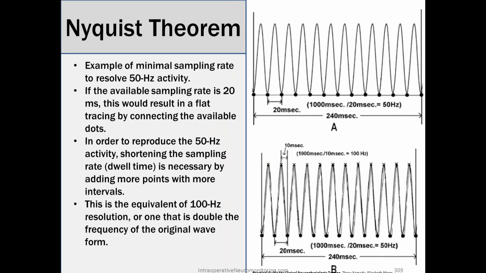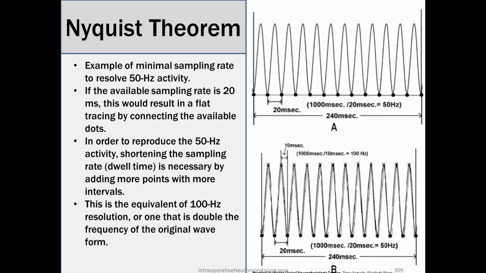The Nyquist theorem: examples of minimum sampling rate to resolve 50 Hz activity. If the available sampling rate is 20 milliseconds, this would result in a flat tracing by connecting the available dots. In order to reproduce the 50 Hz activity, shortening of the sampling rate or dwell time is necessary by adding more points with more intervals.